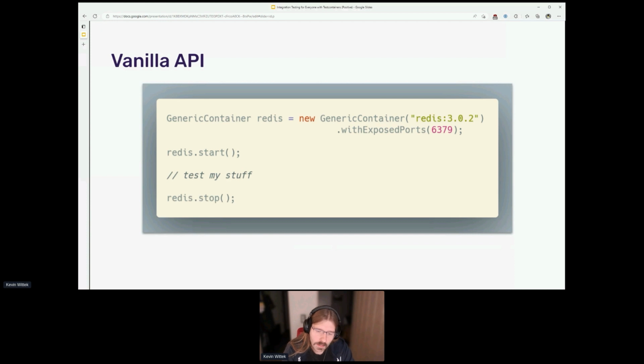And I can now, of course, add this code into my usual xUnit test code. And that means I now have the definition, setup, and instrumentation of my test environment next to my actual test code.